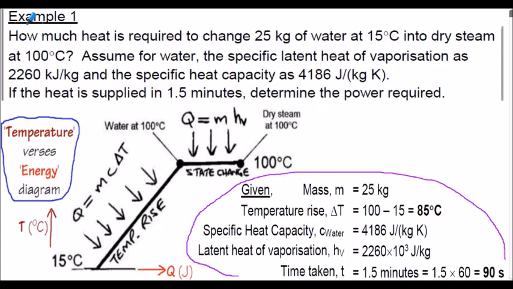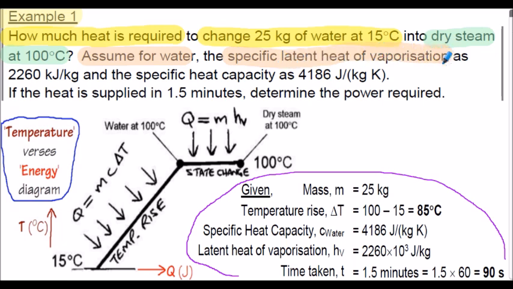So let's now review some examples. Here's example 1. We have to determine how much heat energy is required to change 25 kilograms of water at 15 degrees C into dry steam at 100 degrees C. We're allowed to assume for water the specific latent heat of vaporization is 2,260 kilojoules per kilogram, and the specific heat capacity of water is 4,186 joules per kilogram per K. If the heat is supplied in 1.5 minutes, we've got to determine the power required for this process.